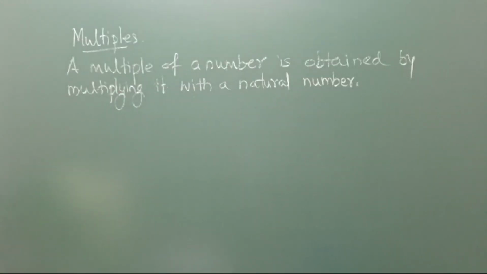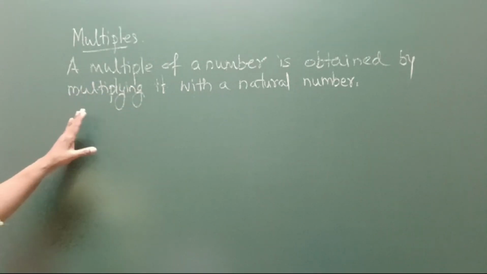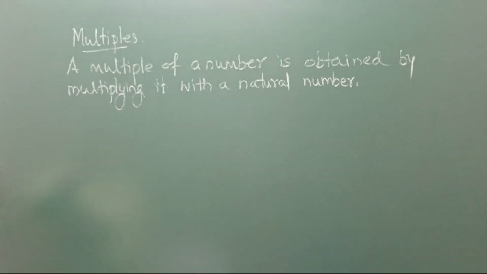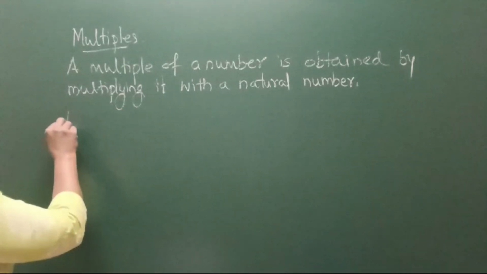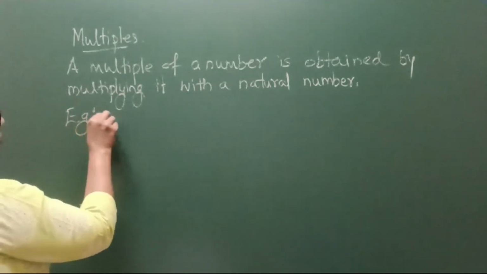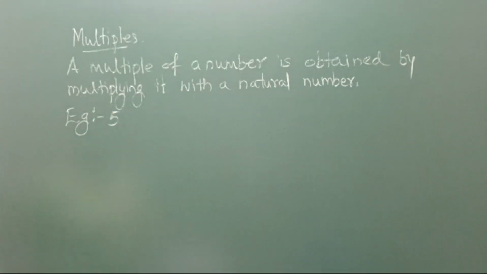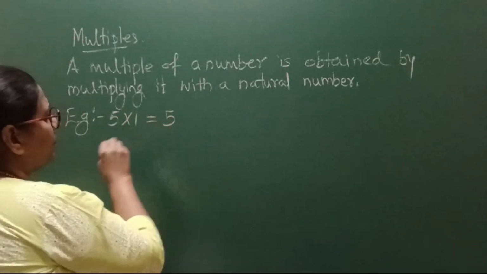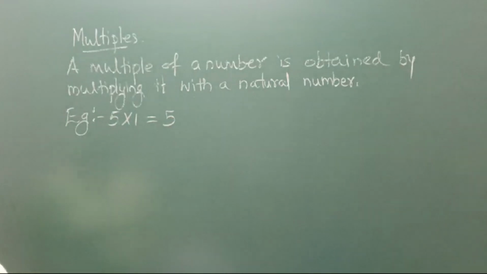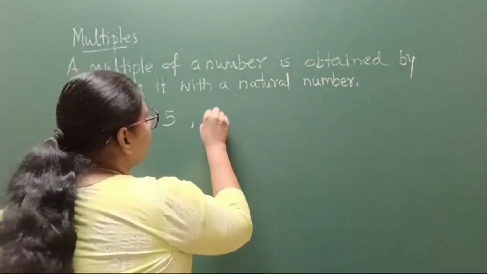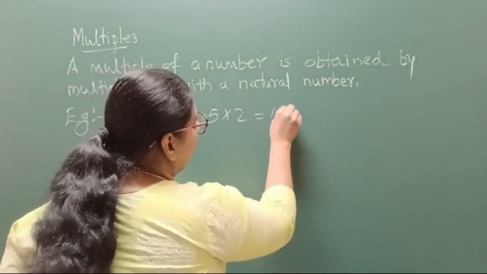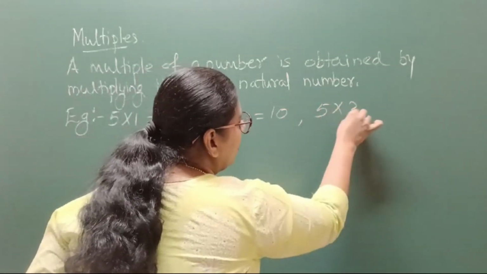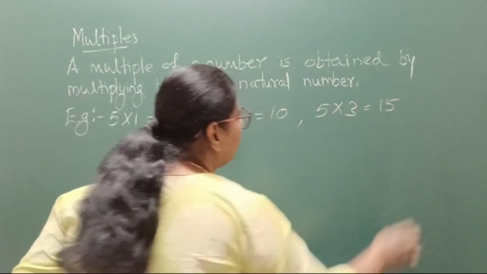Now we'll see multiples. A multiple of a number is obtained by multiplying it with a natural number. Say, example, 5. 5 into 1 is equal to 5. Another one is 5 into 2 is equal to 10. Then 5 into 3 is equal to 15.